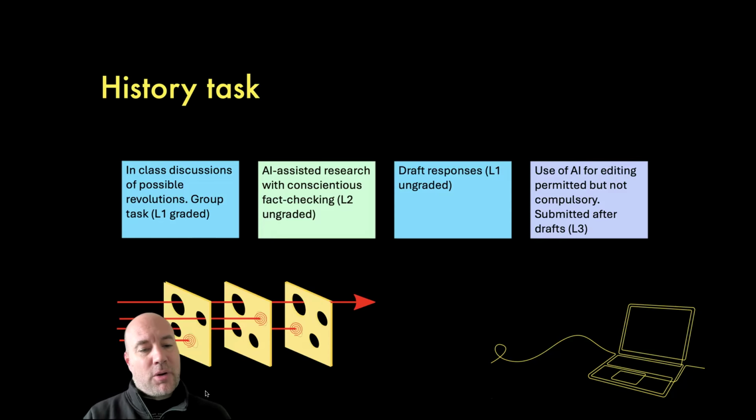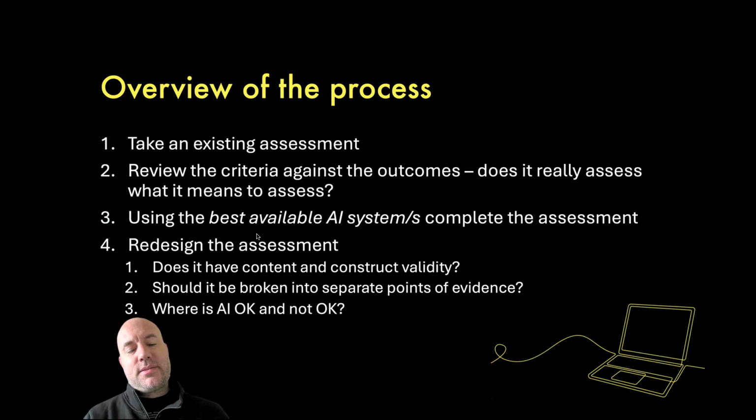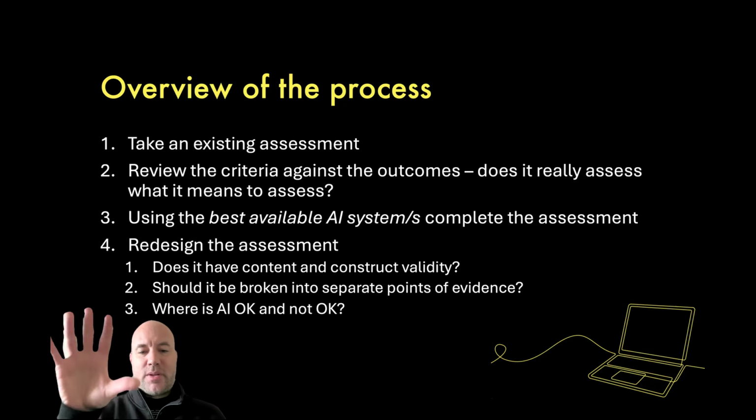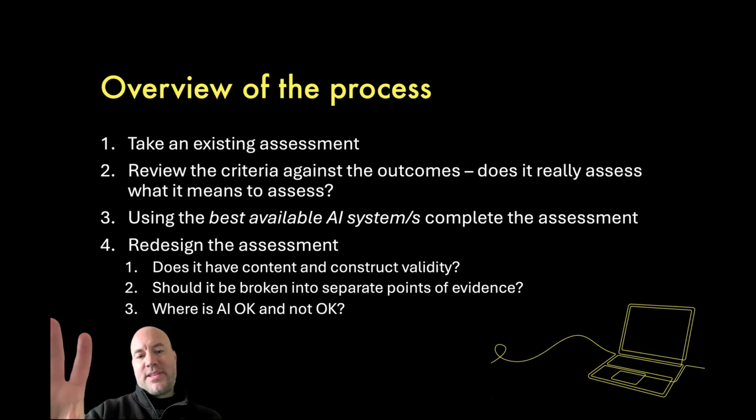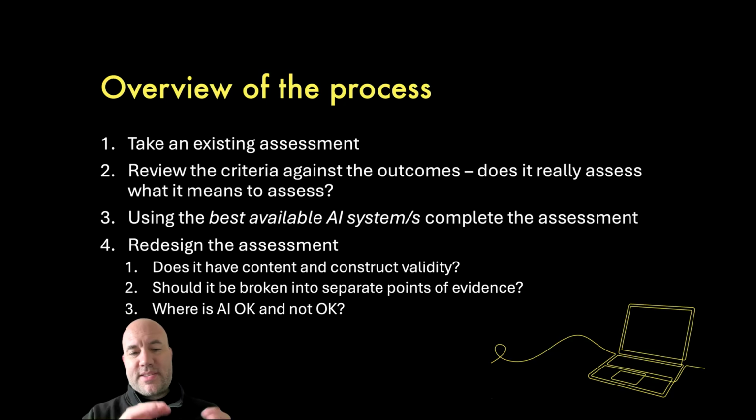Okay, so to finish up, I'll come back to the overview of the process and discuss what we did there. We took 3 assessments, the English, the business, the histories, and we initially reviewed them against the criteria that they were putting in front of us. This is what the task says. This is what the criteria is evaluating. Do those two things line up? We discussed those really important parts of validity. Okay. The content and construct validity, we need to be secure in that before we move on to AI.